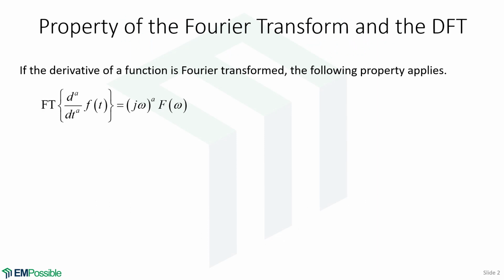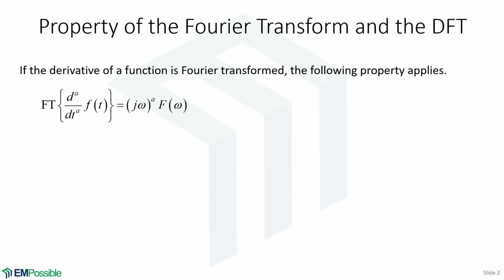There's a property of Fourier transforms that says if we have a function and we are calculating the derivative of it, the a-th order derivative, so that could be a first order, second order, third order derivative, the Fourier transform of that derivative is the Fourier transform of the original function multiplied by a constant, and it's just j times omega to the a power, where a is the order of the derivative. So that's a Fourier transform.